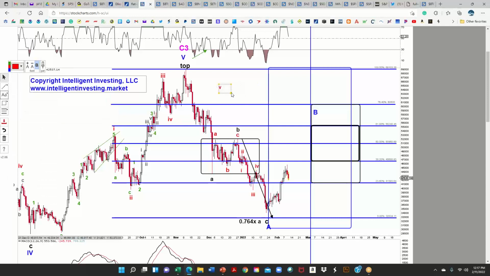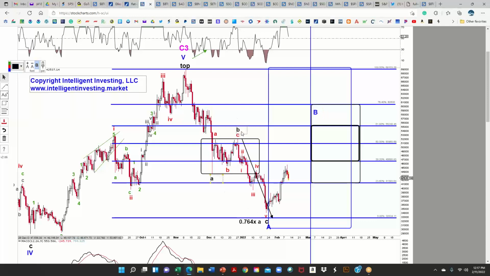So we got 5 waves down for wave C, which was equal to 0.764 times the length. Excellent. So now we know we have 3 waves lower. 3 waves lower means we are dealing with either a triangle, which is 3, 3, 3, or a flat, not a zigzag, because a zigzag is a 5, 3, 5 correction. And this is clearly 3 waves lower.